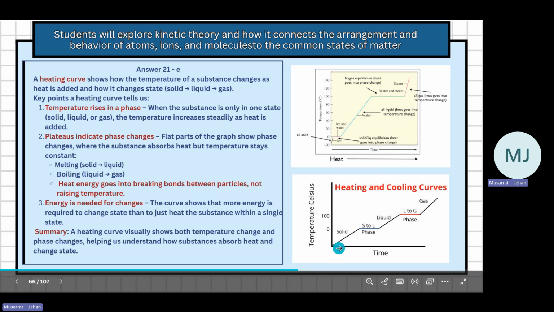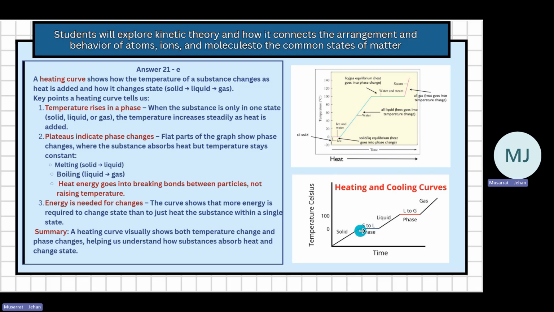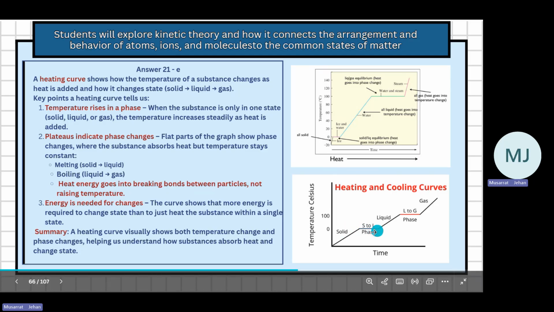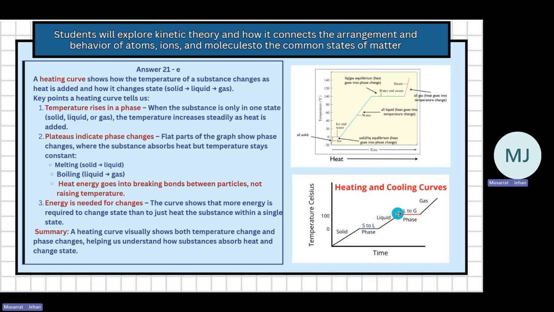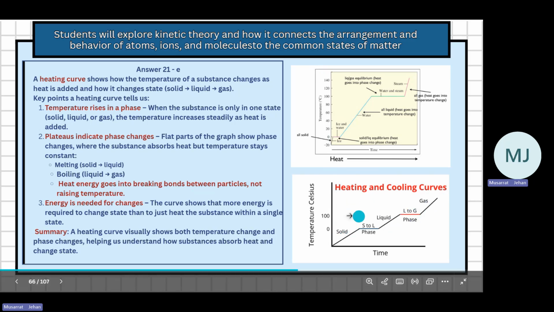If you see this, it shows a line increasing in temperature and it shows a plateau or a platform where the temperature is not increasing, it's constant. Then again it starts increasing, then again another platform comes when it does not increase, and then again it starts. So these are actually the phases of that substance.